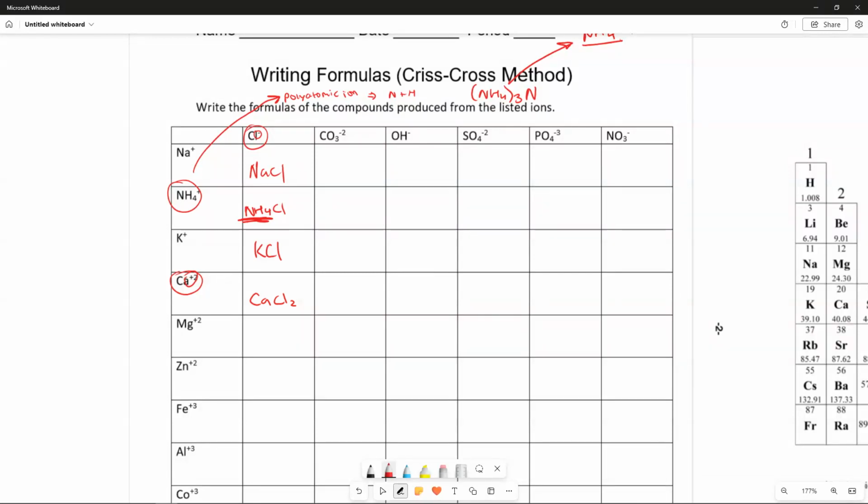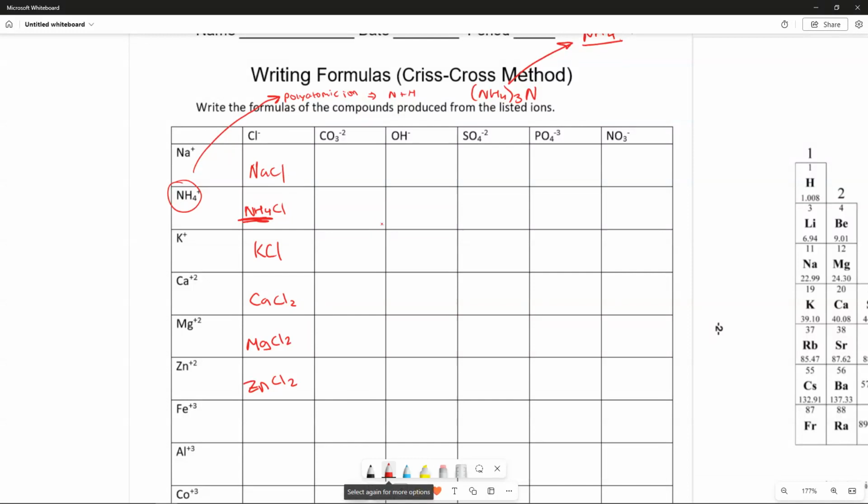Magnesium 2 plus, chlorine 1 minus. Same deal with calcium here. We're going to need, for every 1 magnesium, 2 chlorines. So that looks like MgCl2. Same reason, 2 plus, 1 minus. Then we would need Zn and Cl2.